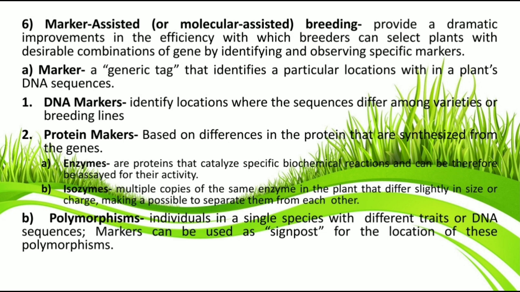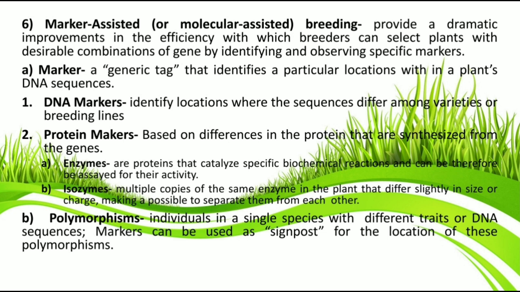So two types of protein markers are enzymes or isozymes. So enzymes are proteins that catalyze specific biochemical reactions and can therefore be assayed for their activities. So isozymes are multiple copies of the same enzyme in the plant that differ slightly in size or charge, making it possible to separate them from each other.